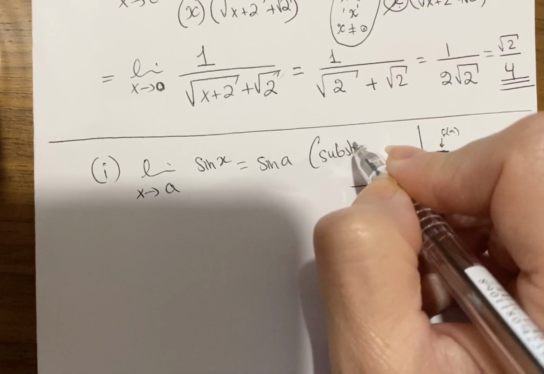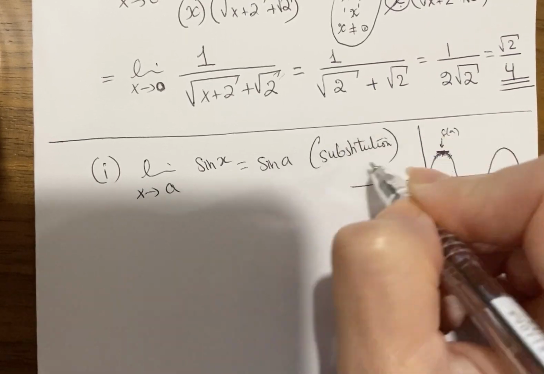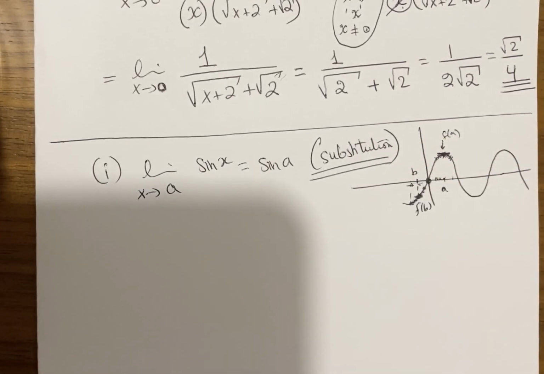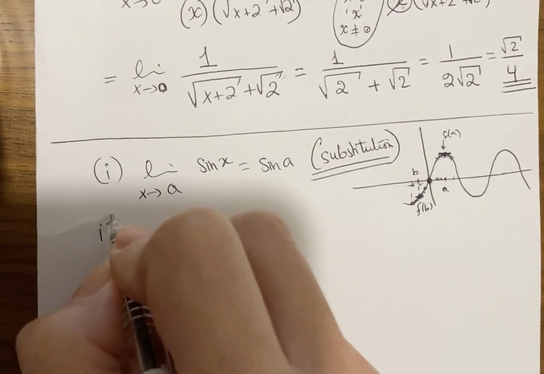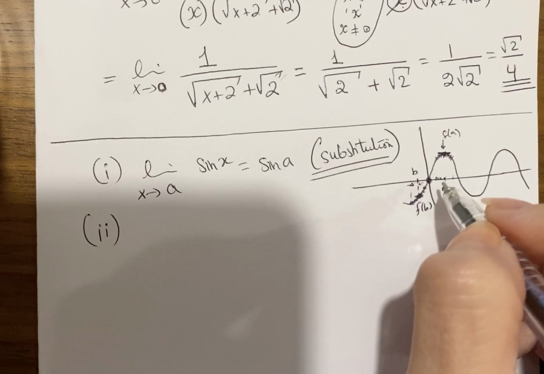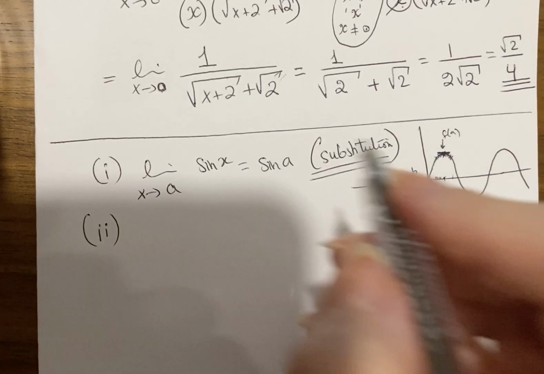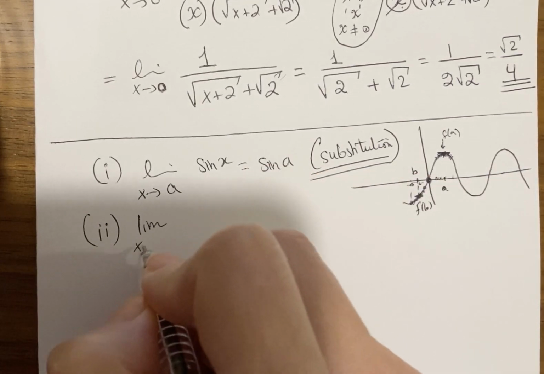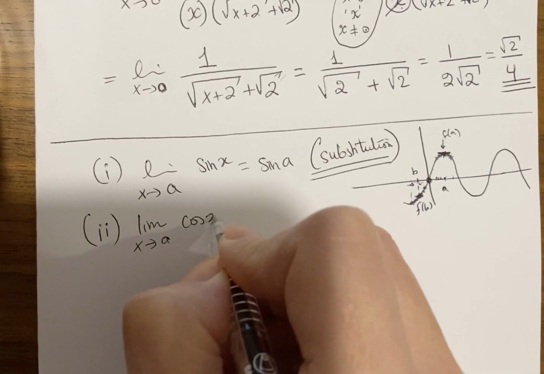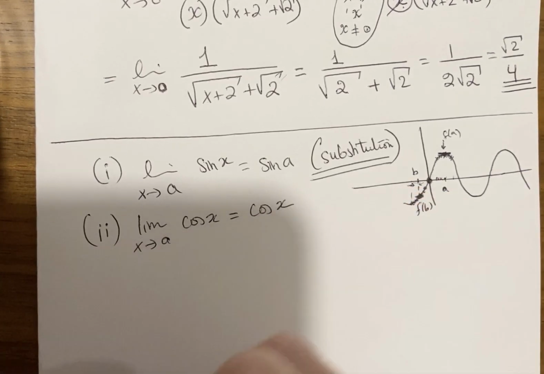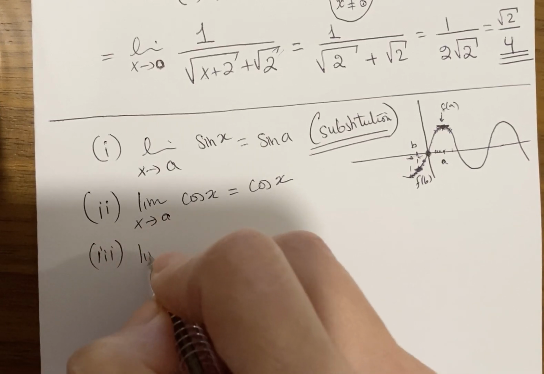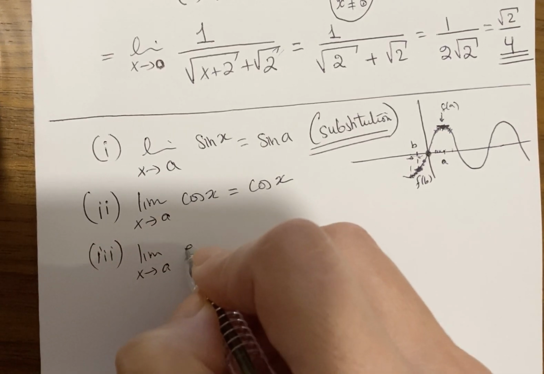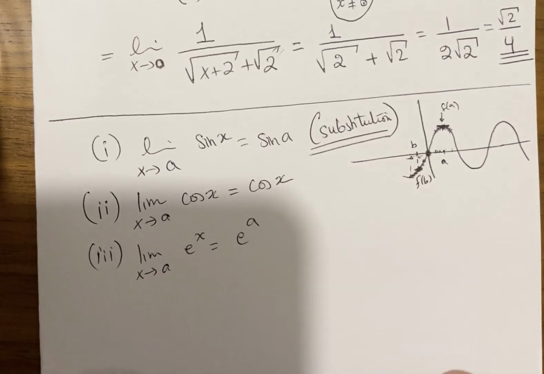We again come back to the idea of substitution. When things work, substitution is our deal. Then the neighbors and the function itself and the center will be working exactly hand in hand. The limit of cosine x as x approaches a is cosine a. The limit of e^x as x approaches a is e^a.